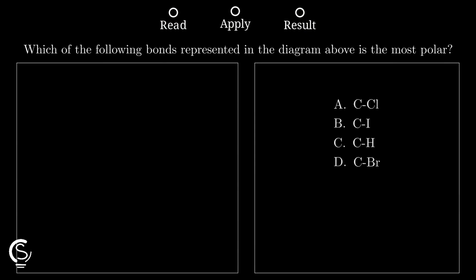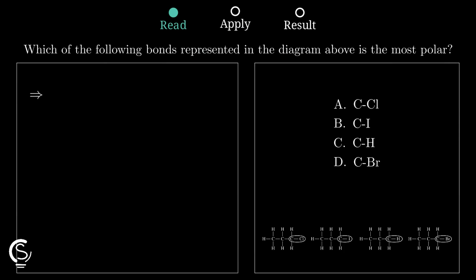Bond polarity is determined by the difference in electronegativity between two atoms. We need to compare how strongly each atom pulls on the shared electrons to find the biggest gap.